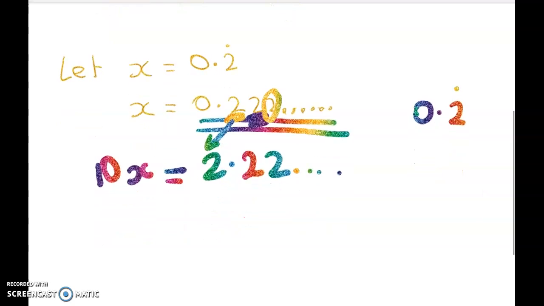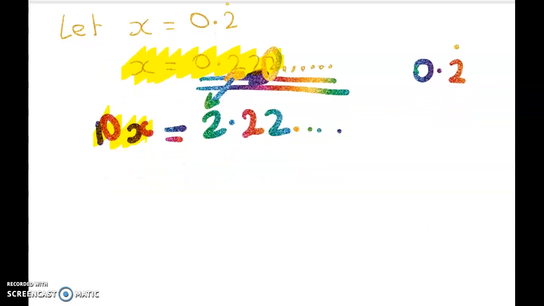So now we've got two things that go on forever. We've got one lot of x here, and here we've got 10 lots of x. So if I've got 10 lots of x and one lot of x, the difference in those two things is going to be 9x.